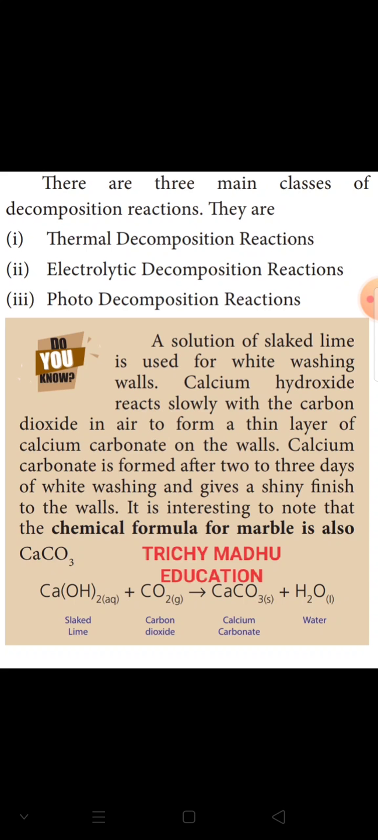A solution of slaked lime is used for whitewashing walls. Calcium hydroxide reacts slowly with the carbon dioxide in air to form a thin layer of calcium carbonate on the walls. Calcium carbonate is formed after 2 or 3 days of whitewashing and gives a shiny finish to the walls. The shiny finish is because of the calcium carbonate.